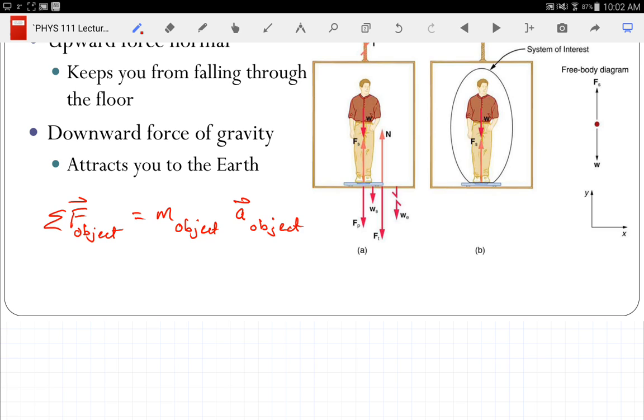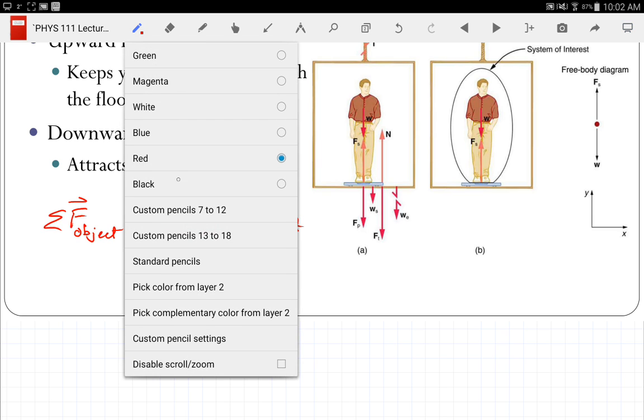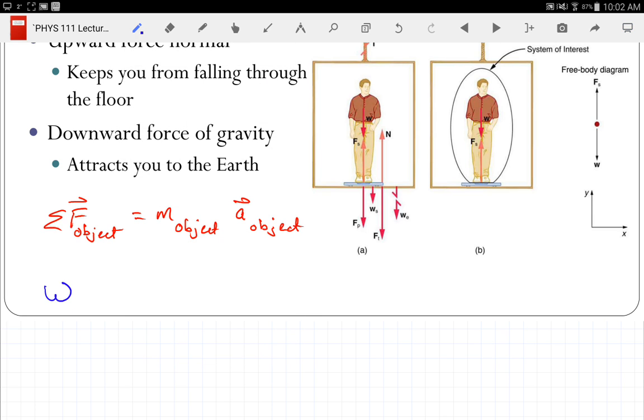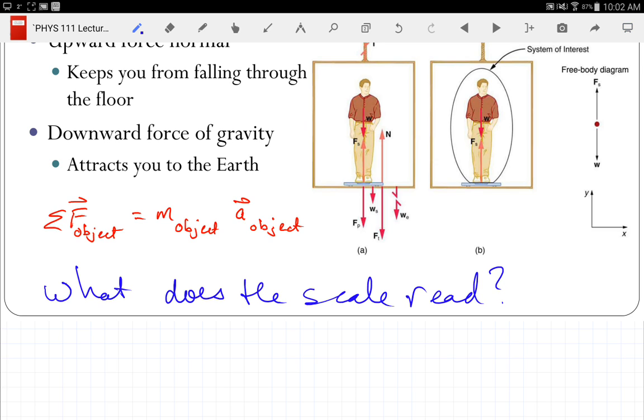Now, it depends on your problem what you're going to be looking at. Let us suppose the problem asks us, what does the scale read? That makes it so I can identify the object I want to look at. But the object I want to look at is probably not the one you think it is.